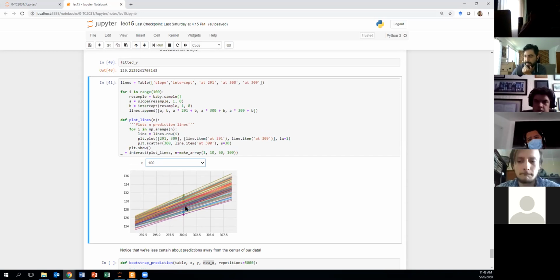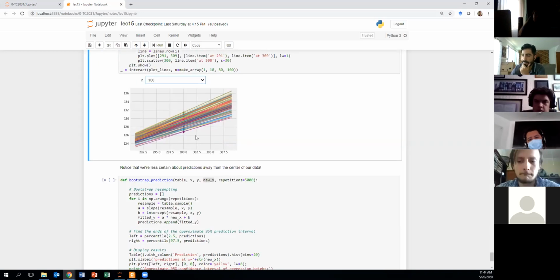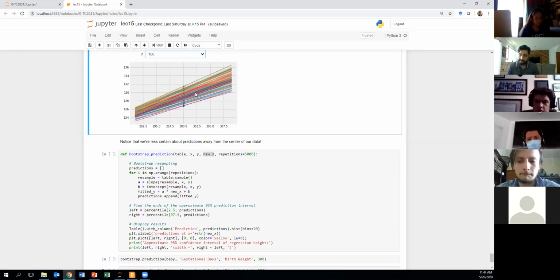So what we can see here is that for this 300 gestational day, the birth weight falls between, let's say, 131, this one at the top, all the way to 127, between these two points, right? All the way from here to here. So that's exactly what I mean.